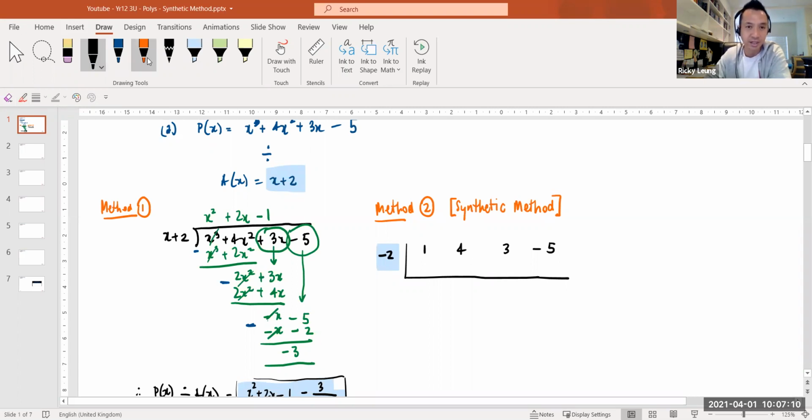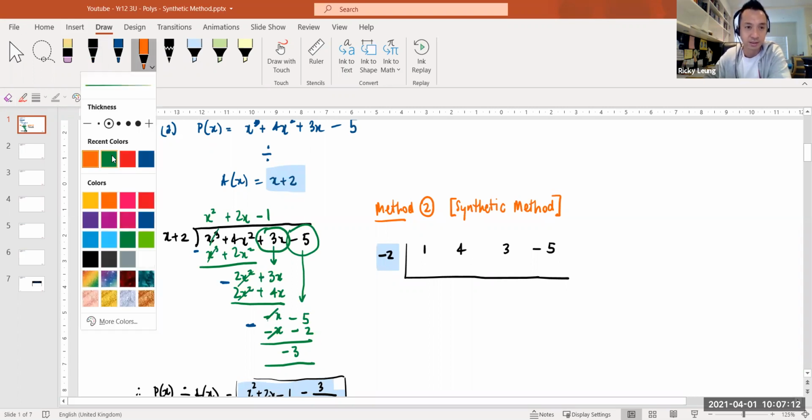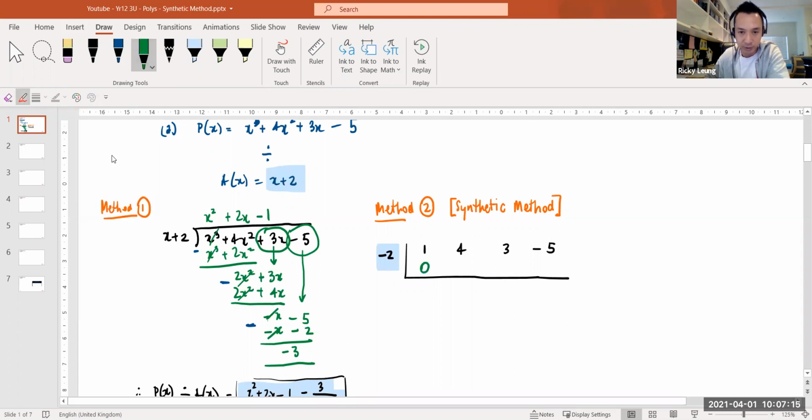Now, synthetic is ultra easy. So check this out. You always put a 0 there. You start with 0. For each of these numbers, this is a two-step process: add, times, add, times, add, times. I'll show you what I mean by that. 1 plus 0 is 1.